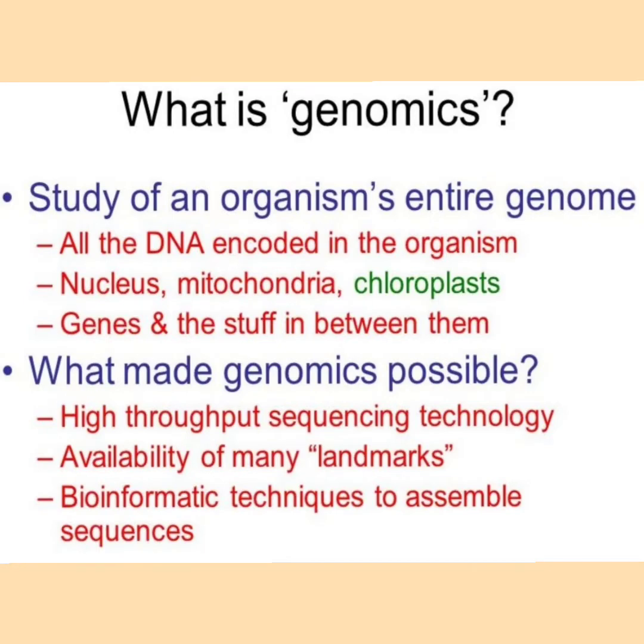What is genomics? The study of an organism's entire genome is called genomics. It covers all the DNA that is encoded in the organism: the nucleus, the mitochondria, the chloroplast, and the genes and the stuff in between them. What made genomics possible? High throughput sequencing technology, availability of many landmarks, and bioinformatic techniques to assemble sequences.